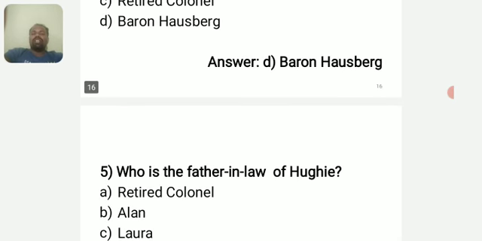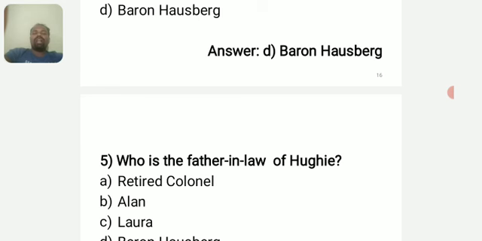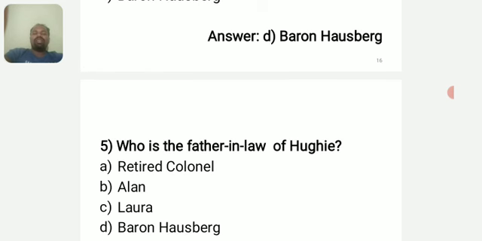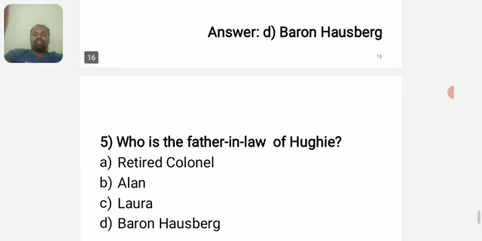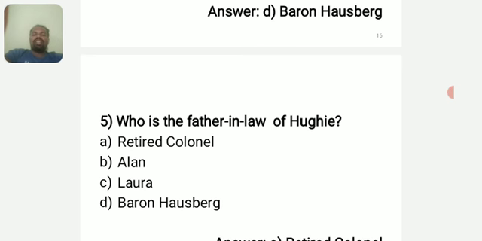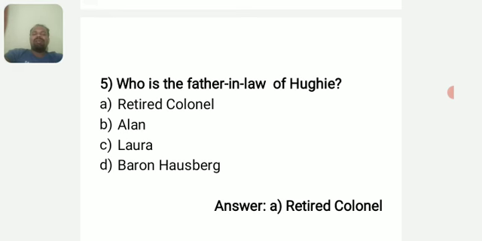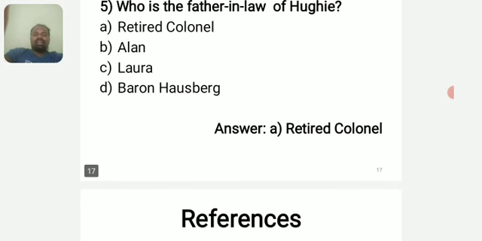And your last question. Who is the father-in-law of Huggy? Retired colonel, Alan, Laura, Baron Hausberg. And of course, he is the retired colonel. This is the man who put a condition to Huggy to get married to his daughter.